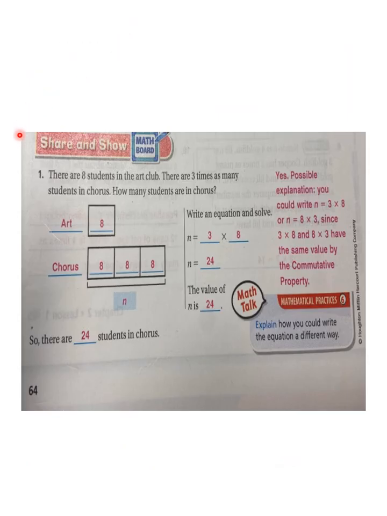Okay, here's the answer to the problem. There are 8 students in the art club. There are 3 times as many students in chorus. The art club has 8. The chorus has 3 times as many. 3 times as many as 8. And it wants to know how many students are in chorus. So you write the equation. N equals 3 times 8. N equals 24, so the value of n is 24.